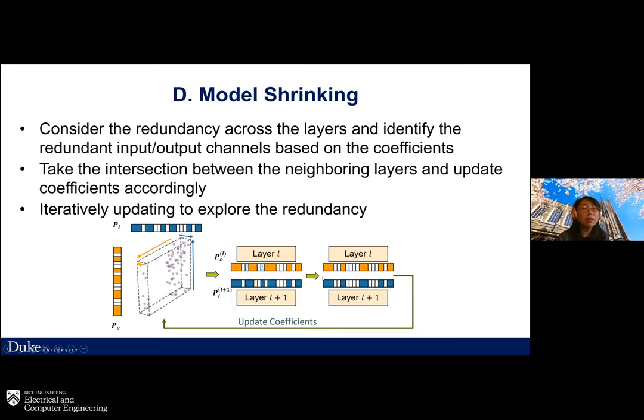So this step essentially takes the interaction between two neighboring layers into account, and then we can remove those redundant entries and make the coefficient kernels more sparse. And that also improves the execution efficiency. Okay.